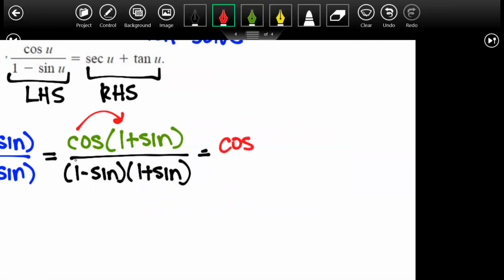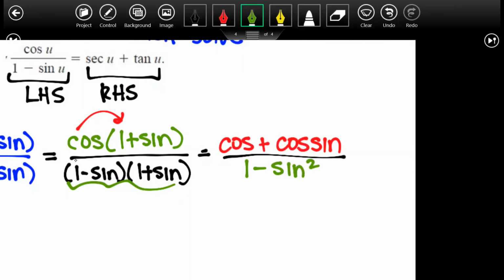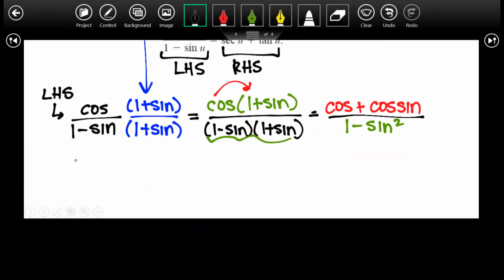Cosine plus cosine sine over. And then what's going to happen on the bottom? 1 minus sine squared. So what we're essentially doing here is we're forcing the bottom to give me an identity that we can use. Exactly. So we're introducing a value to help us solve for a value. It's kind of a weird way of doing it. Again, it always gets hard before it gets easier.